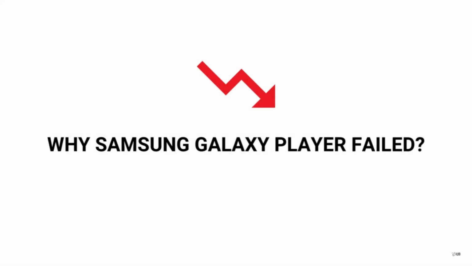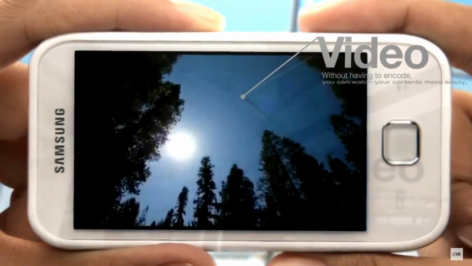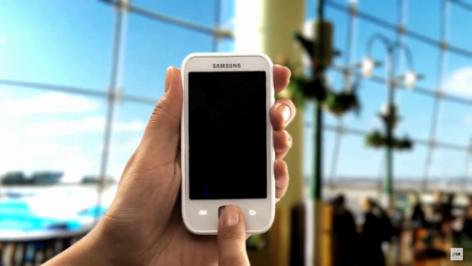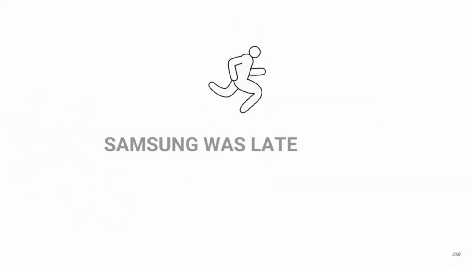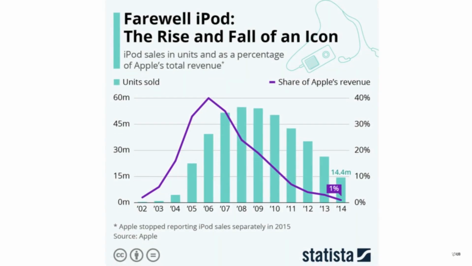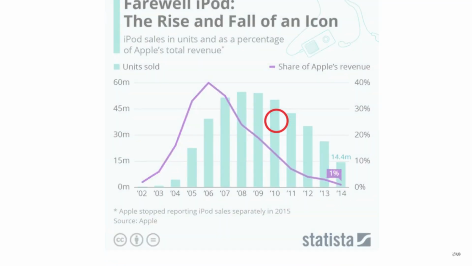But why did the iPod Touch win but the Samsung Galaxy Player fail? Although I couldn't find any sales figure or any article on this topic, I have some theories. One being Samsung was really late to this market. If we look at the sales figure of the iPod Touch from Statista, we can observe that when the first iPod Touch was launched, iPod sales were at their peak. But when Samsung entered the market, iPod sales had already started to fall, and kept falling in the following years. So no wonder Samsung couldn't keep up.